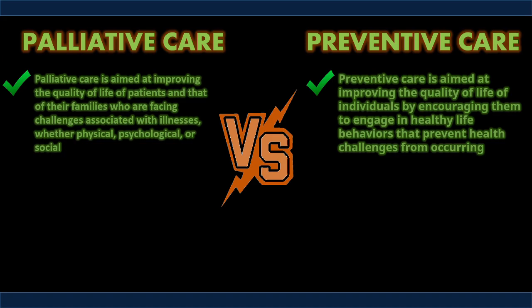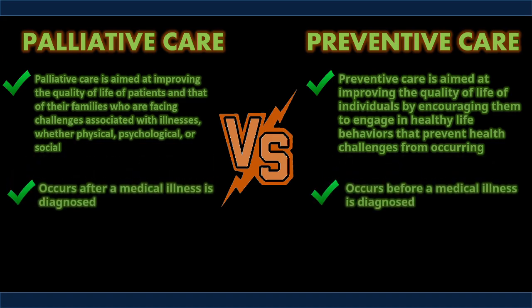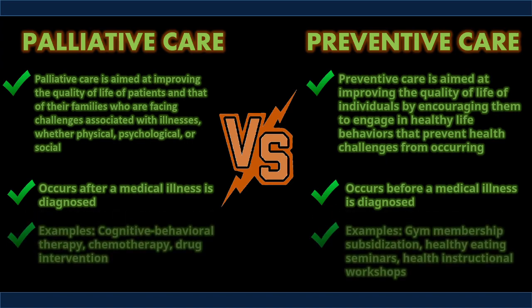From these previous definitions, then, you might have already guessed that palliative care occurs after a medical professional diagnoses someone with an illness. These illnesses can be curable, or in some instances, incurable. Preventive care occurs before a medical illness is diagnosed.